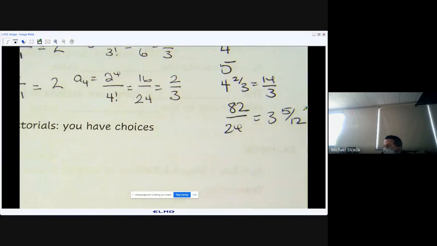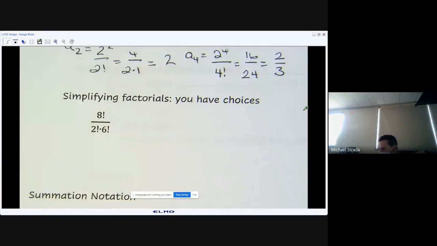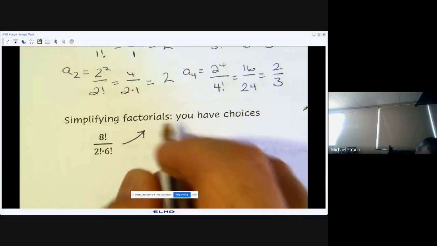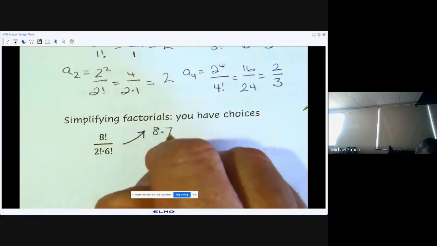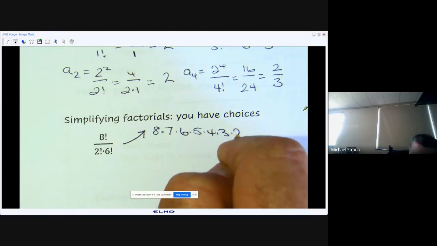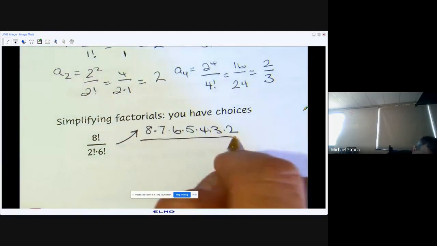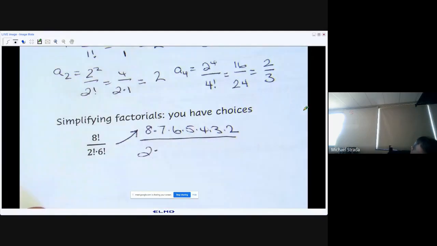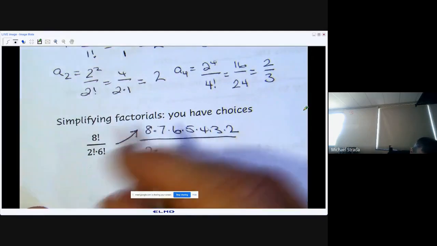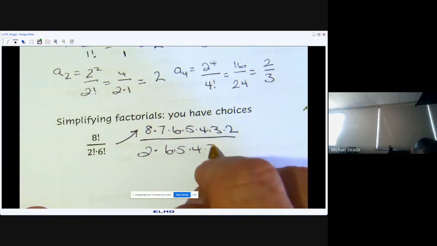Good? All right, last thing of the day, simplifying factorials. You have choices. 8 factorial over 2 factorial times 6 factorial. Choice number 1 is writing everything out. So 8 times 7 times 6 times 5 times 4 times 3 times 2. Your choice if you want to write the 1 or not. The bottom, 2 factorial is just 2. And then 6 factorial would be 6 times 5 times 4 times 3 times 2.